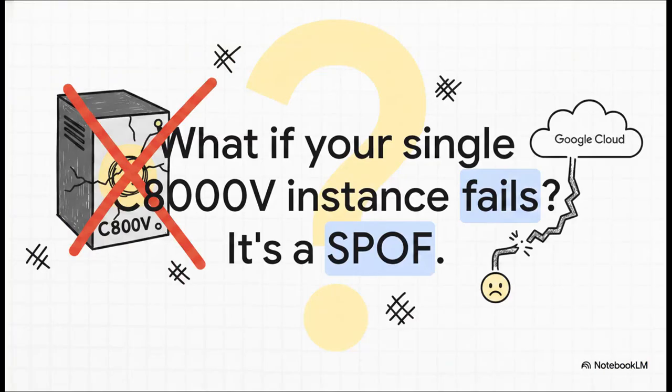Let's tackle the most obvious and, frankly, the most terrifying risk. A single C8000V instance is a single point of failure. If that VM goes down for any reason, a host failure, a zone outage, a software crash, your entire link to the cloud is just gone. That's just not acceptable in production.